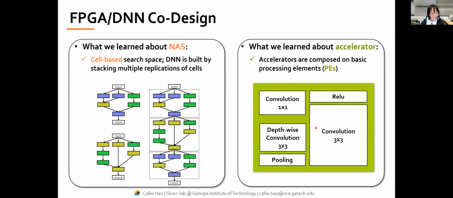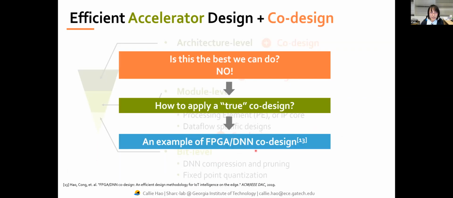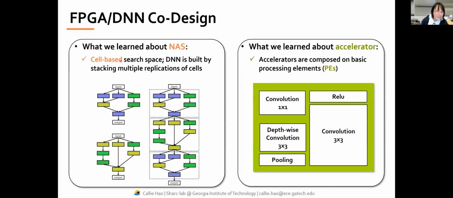All right, so in the next 5 minutes, I will briefly talk about this piece of work. This is from 3 years ago. So what have we learned so far? We have learned about NAS that we can use this cell-based search space because cell-based is very easy to implement. We have one cell, we just stack it multiple times, and then all of a sudden we get a good DNN. And now what did we learn about accelerators?